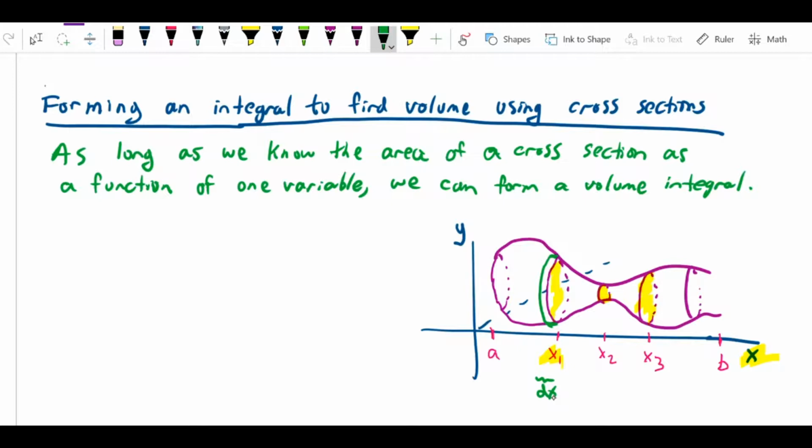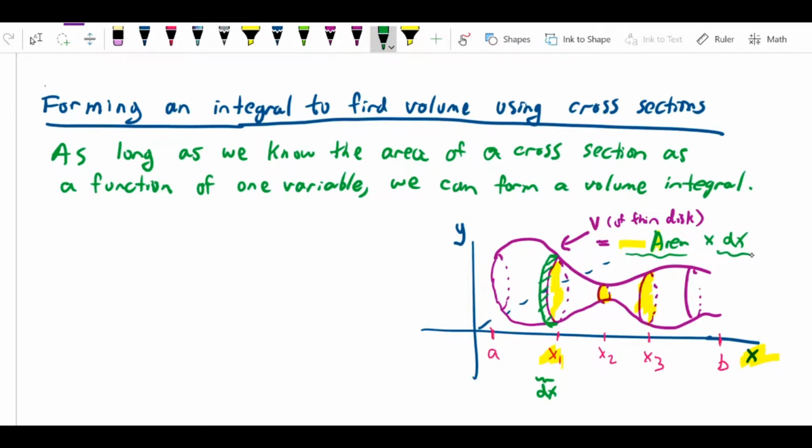So now, instead of having just a circle, which is just a flat object with no volume, what I have here instead is a circular disk with a tiny little bit of volume. So what's the volume of this disk? Volume of thin disk is going to be equal to the yellow area times dx.